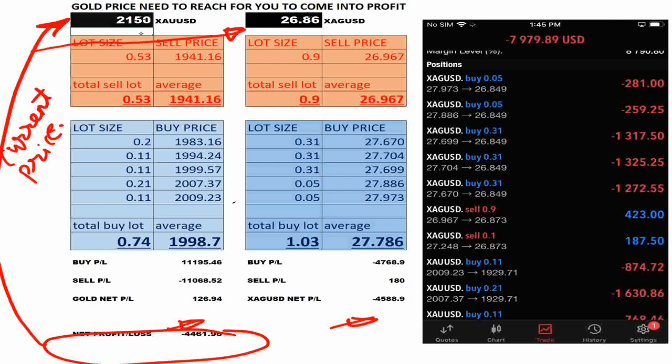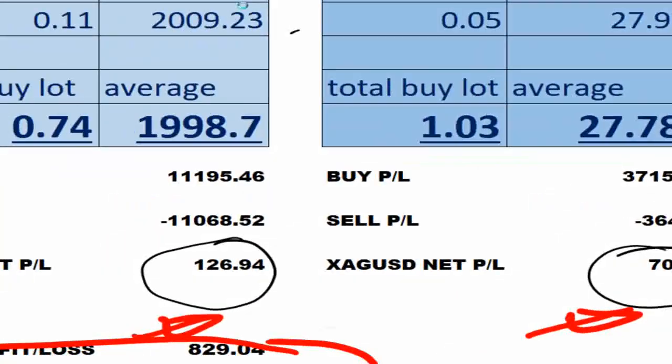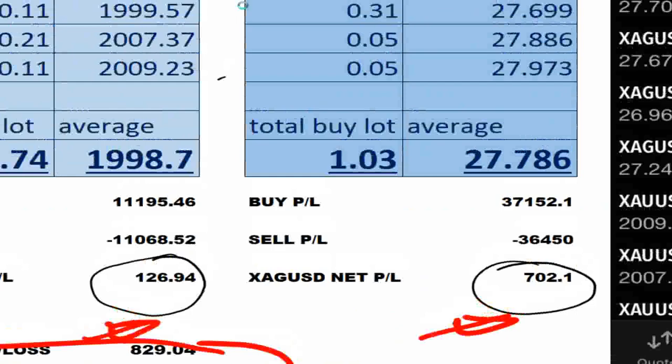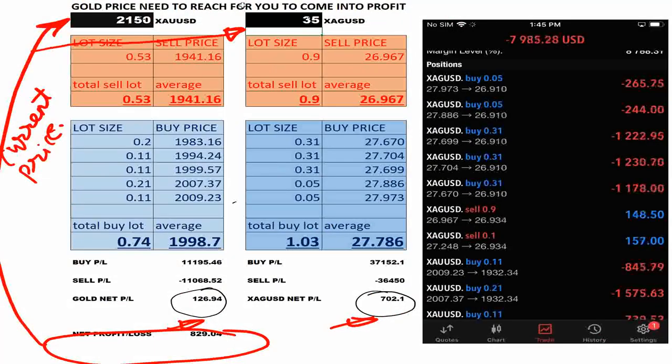2150, which is the expected price, and the profit you can see here is 4461 negative, and silver at 26.86. If we change it to 35, his account will come into profit. So that means when gold reaches 2150 and XAGUSD reaches 35, his account will come into profit of $829. You can see on the screen. So this is the possibility of the account coming to profit when these two instruments reach a certain price.